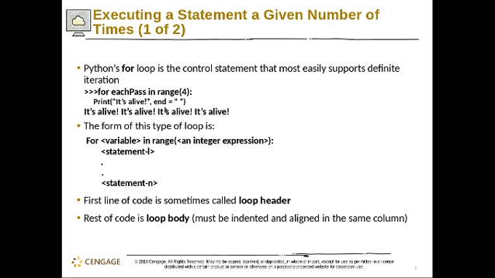So it will print "It's alive", and then end in blank. When you run this, you get: it's alive, it's alive, it's alive, it's alive. This is the output, 4 times, because it will loop 4 times. The first line of code, the for, is the loop header, and the rest of the statement is the loop body. Take note that the loop body, in this case the print "It's alive", is indented.